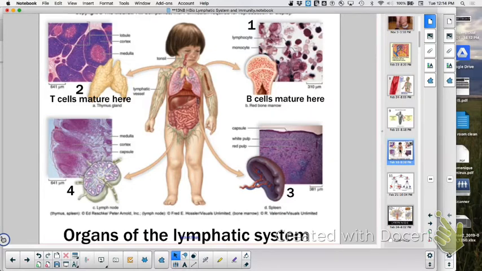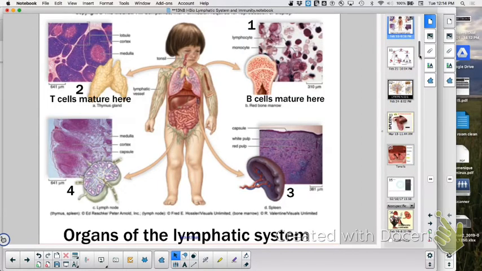Now, secondary ones are things like lymph nodes and your spleen. Your lymph node filters tissue fluid, whereas your spleen filters what? Blood. And then we talked about other things as well, like your appendix, or there's Peyer's patches in the intestines.